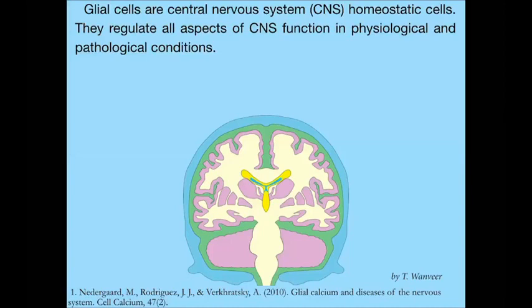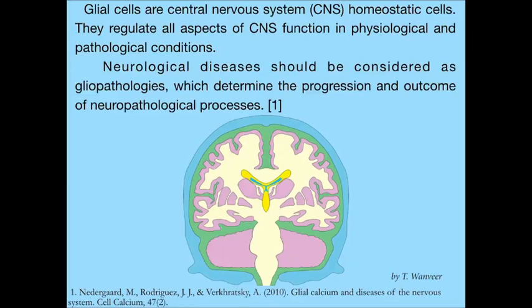Glial cells are central nervous system homeostatic cells. They regulate all aspects of central nervous system function in physiological and pathological conditions. Neurological diseases should be considered as gliopathologies, which determine the progression and outcome of neuropathological processes. So if we were to summarize this, we could say that glial cells are the homeostatic cells of the central nervous system, and neuropathology appears to be based in gliopathology. So it can be helpful for us to have an understanding of glial cells.